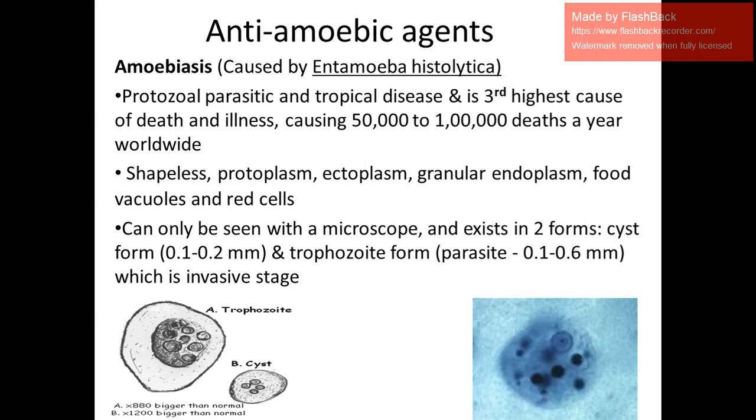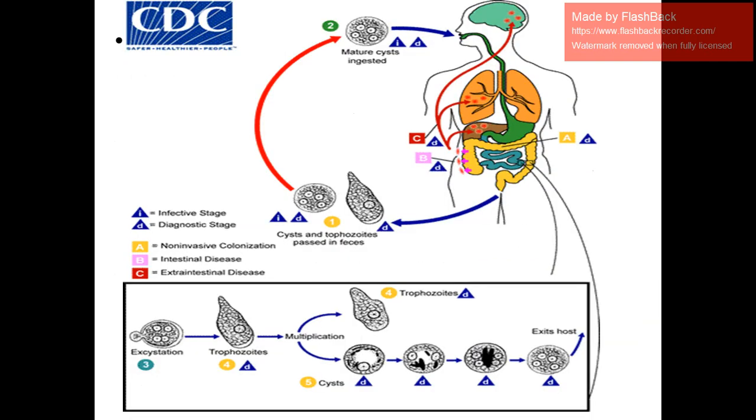The cyst form is non-invasive, meaning the cyst is actually a covering. Cyst means a covering. So it is a hard covering, a shell in which the amoeba resides. That is why the cyst forms are not actually releasing the amoeba particles, and they are the non-invasive forms. This is the life cycle of amoeba.